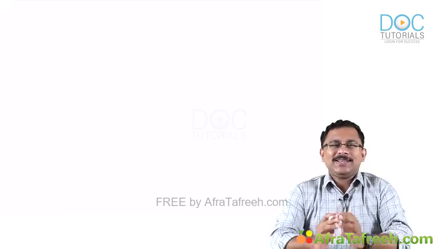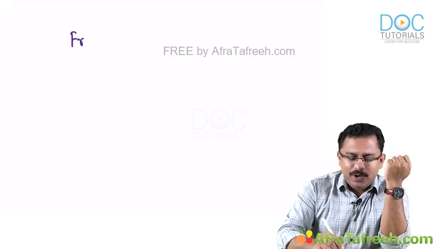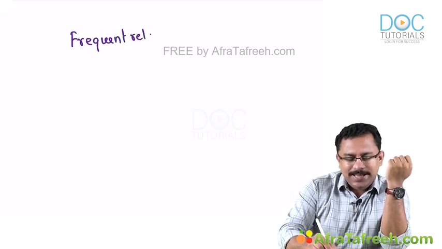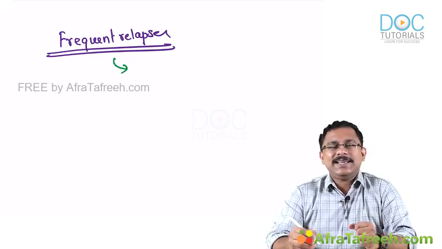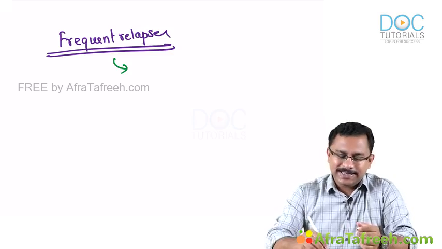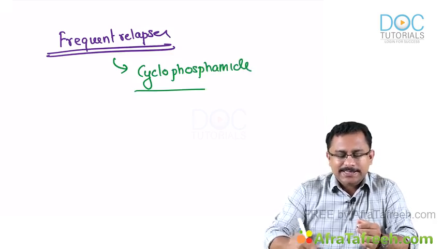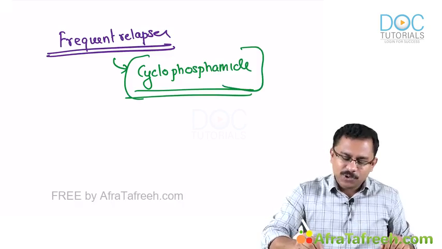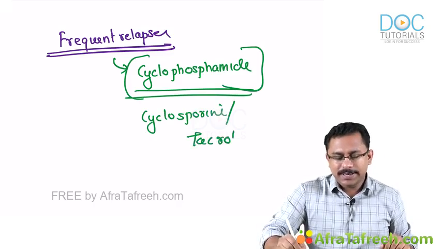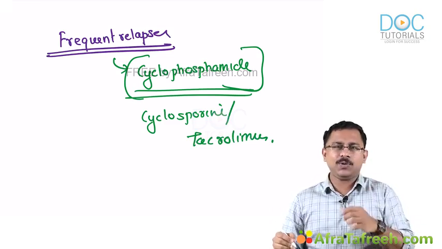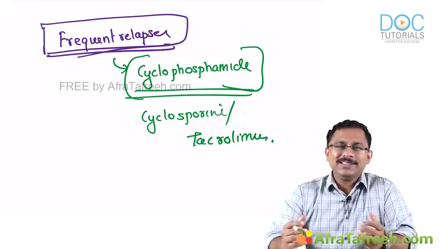The next problem is, suppose you have treated the patient. There are a few other entities. Some patients may develop frequent relapses. If a patient develops frequent relapses in minimal change disease, then you will have to go for agents like cyclophosphamide. That is again given for frequent relapses. Sometimes you can go for cyclosporin or tacrolimus also. Generally you will go for cyclophosphamide for frequent relapses. So relapses are treated with steroids, and for frequent relapses you may go for cyclophosphamide.